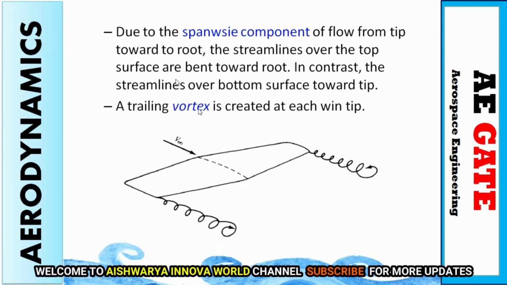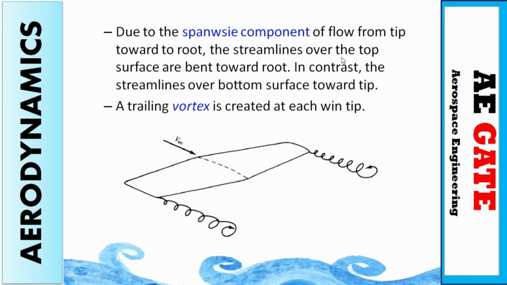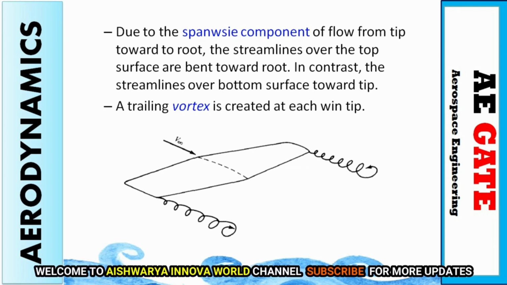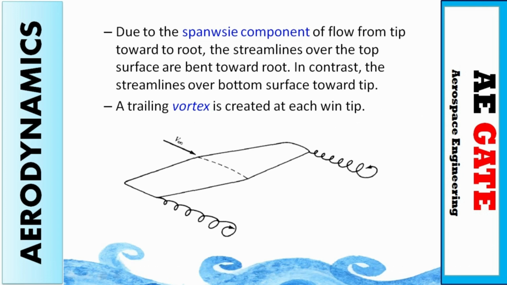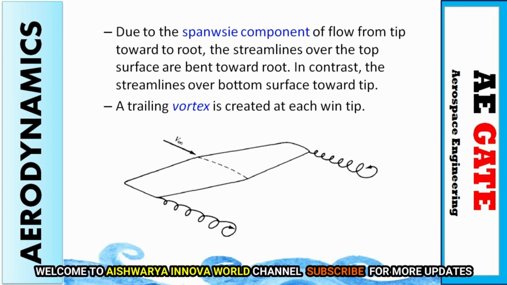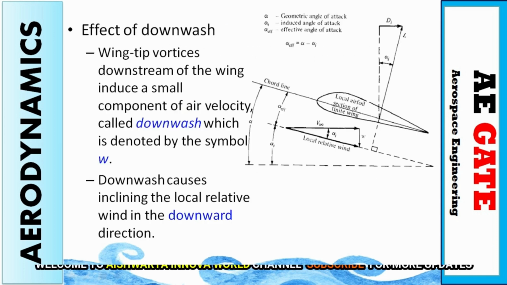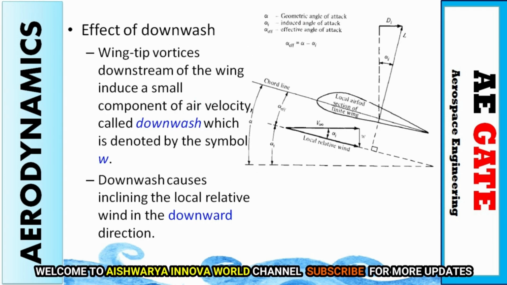We can see that due to this spanwise component of the flow, from tip to root, the streamlines over the top surface are bent towards the root. This causes trailing vortices at the tip. The effect of the wing tip vortices can be reduced by adding winglets to reduce the induced drag. Now let's focus more on the effect of downwash.